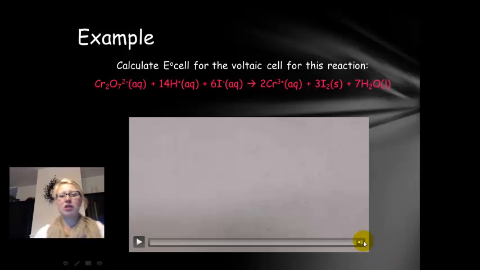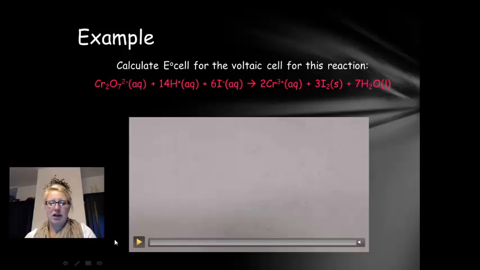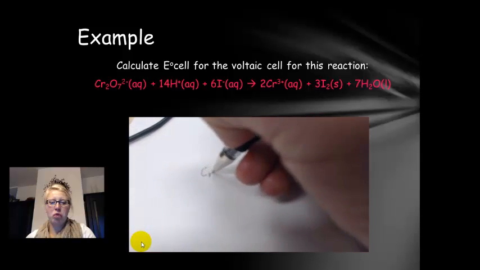Here's another example of a standard cell potential calculation. So calculate the standard cell potential for a voltaic cell for this reaction. So dichromate plus 14 hydrogen ions plus 6 iodide ions goes to 2 chromium ions plus 3 iodine molecules plus 7 water. So again, we are still going to use the same formula as we did in the first one.